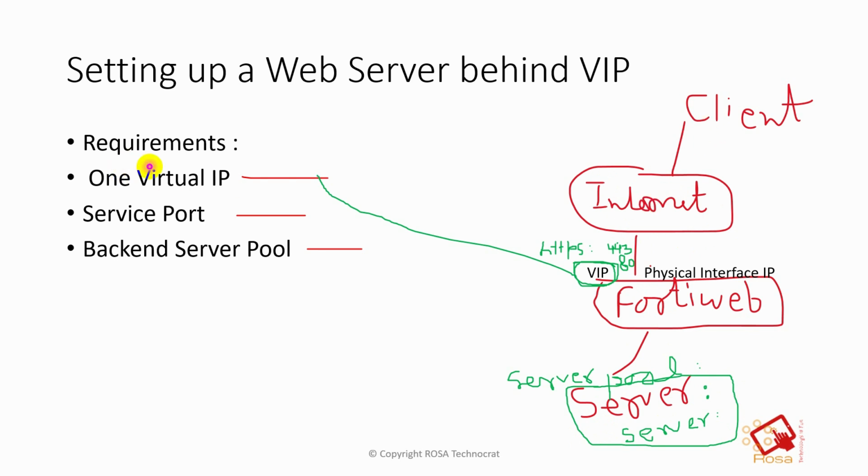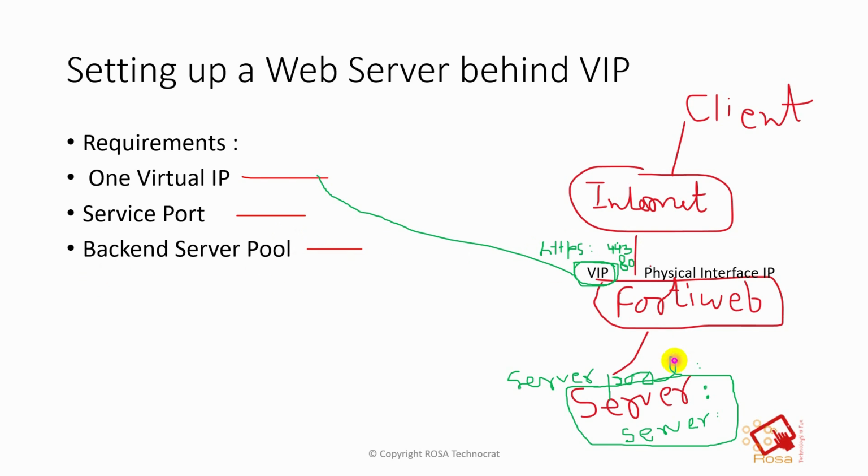Based on the requirement, we need a virtual IP. The virtual IP is one of the IP addresses that we need to configure on FortiWeb, and it is the IP to which the outside client will send the request. Then we need the service port, the port on which the service will be listening on FortiWeb, for example HTTPS 443 or 80. This we need to bind. That is called the service port.